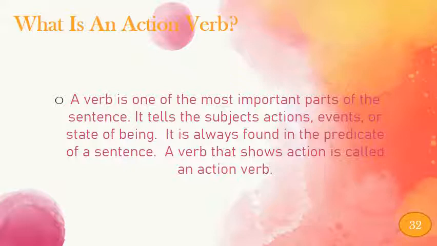It's also found in the predicate of a sentence. Also, we can find a verb in the predicates of sentences. A verb that shows action is called an action verb. So the verb that shows physical movement, that shows an action that's happening, is called an action verb.